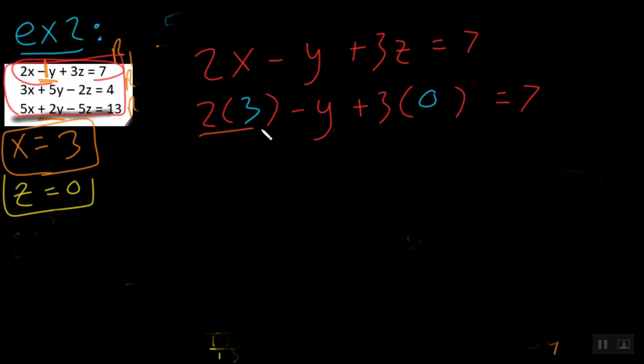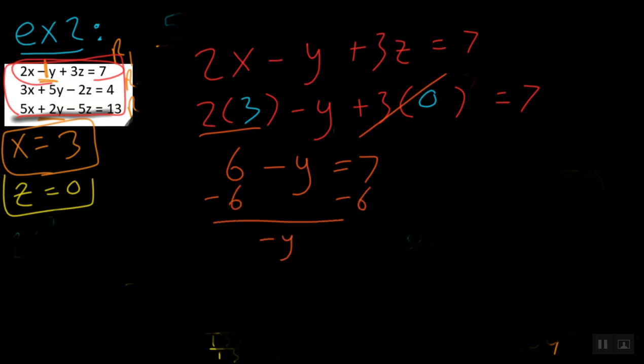So 2 times 3 is 6, minus y. And what is 3 times 0? Well, it's 0, so there's nothing there. And so equals 7. How do you get rid of a positive 6? Minus 6, minus 6. We now have negative y is equal to 7 minus 6, which is 1. And we can divide both sides by negative 1, and we get y equals negative 1.